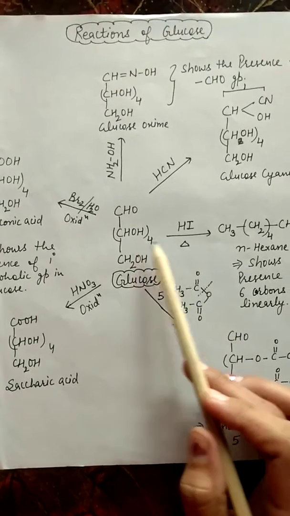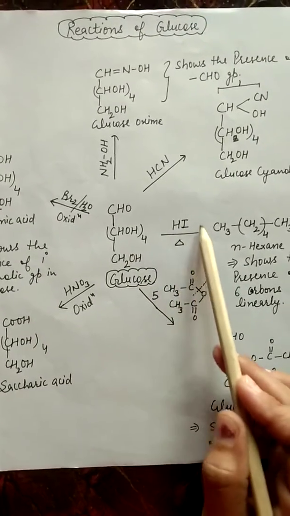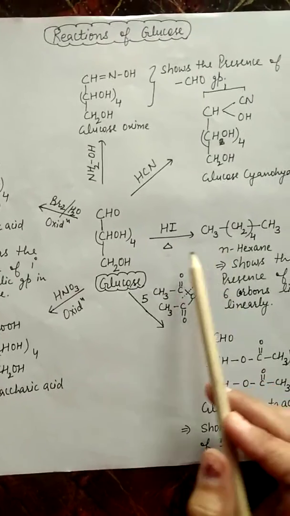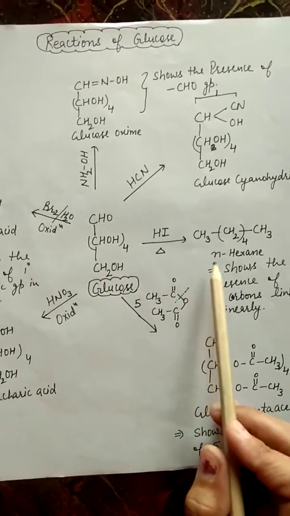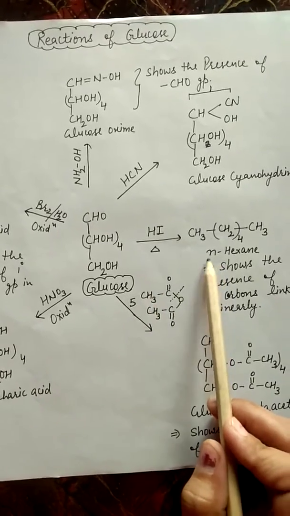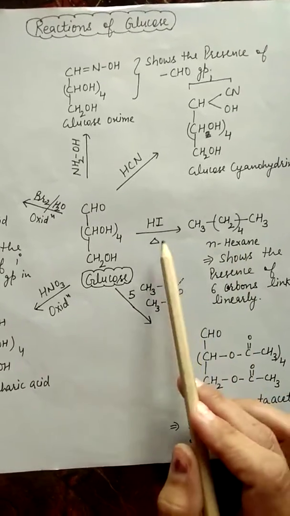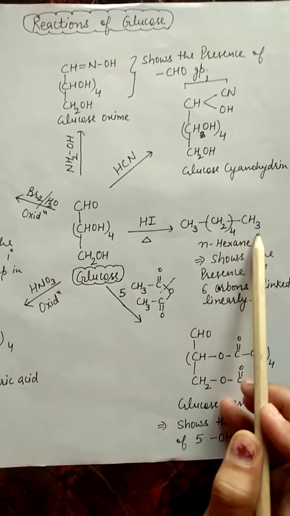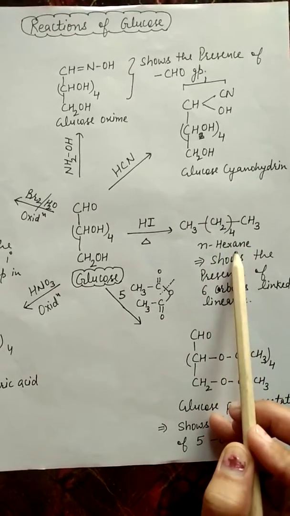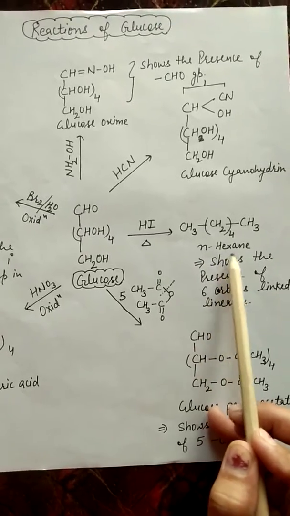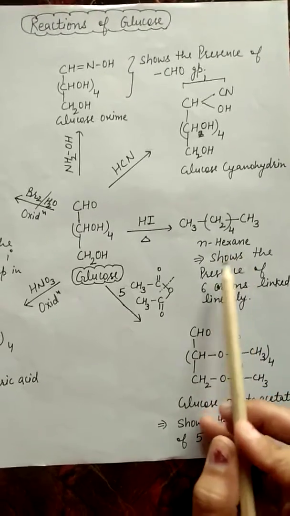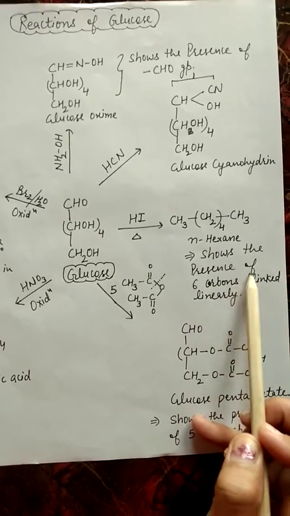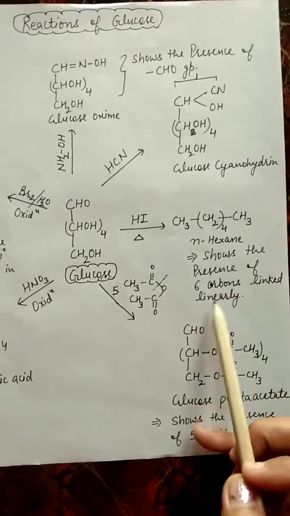Here the glucose reacts with HI. It will give n-hexane. After heating, it forms a long linear chain of 6 carbon atoms, that is n-hexane. It means this reaction shows the presence of 6 carbons linked linearly.